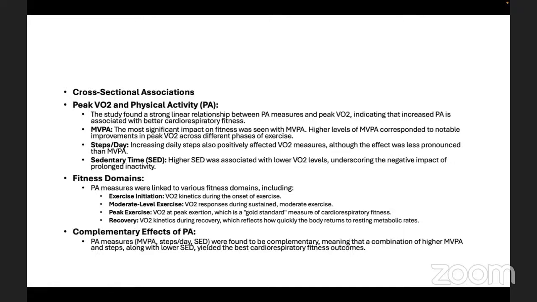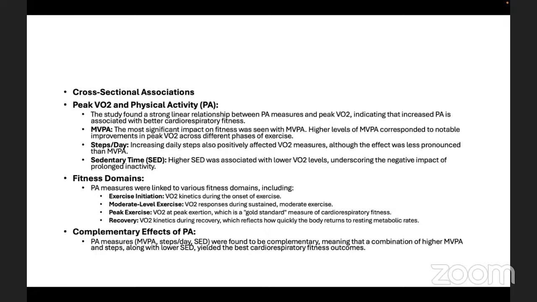In regard to the cross-sectional associations between peak oxygen consumption and physical activity, there was a strong correlation between physical activity and peak oxygen consumption, as we mentioned before. If we were to put into bullet points what each one contributed: the most significant impact on fitness was seen with MVPA. Higher levels of MVPA corresponded to notable improvement in peak oxygen consumption across different phases of exercise. Steps per day: increasing daily steps also positively affected oxygen consumption, although the effect was less pronounced than MVPA. Sedentary time: higher SED was associated with lower oxygen consumption, underscoring the negative impact of prolonged inactivity.